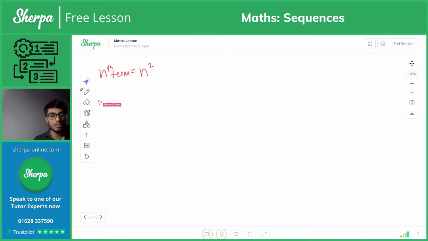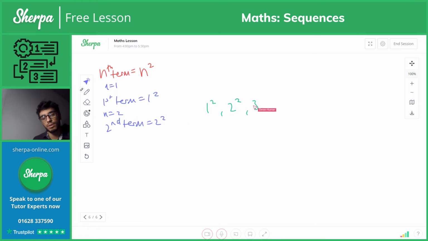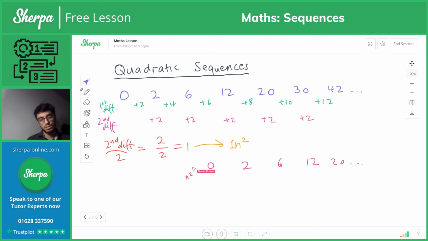If we're doing n equals 1 to figure out the first term, then the first term is 1 squared. If we do the second term, it's n equals 2, so the second term is 2 squared. So the sequence is going to be 1 squared, 2 squared, 3 squared, etc. Or in other words, 1, 4, 9, 16, 25, etc. And then we try to look at what the difference is between these two sequences.